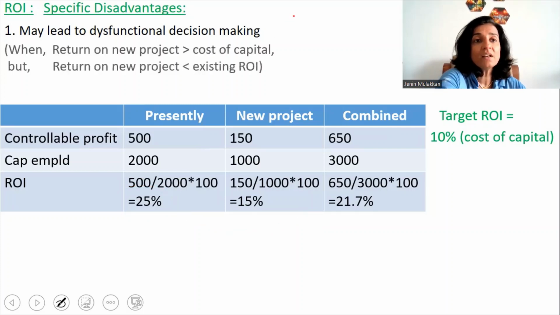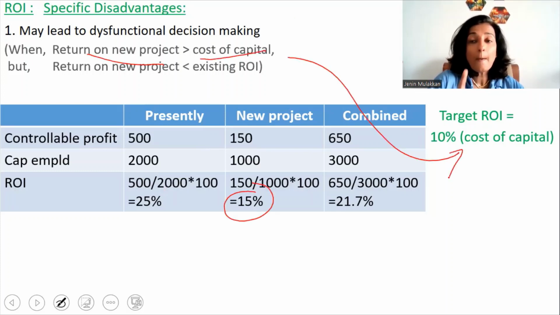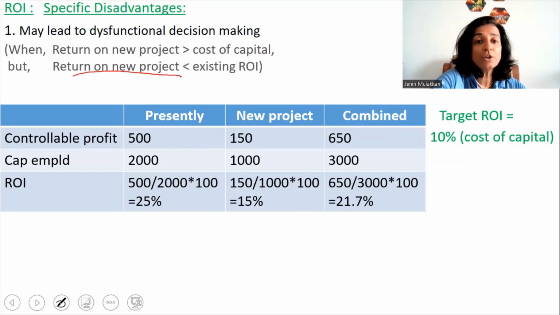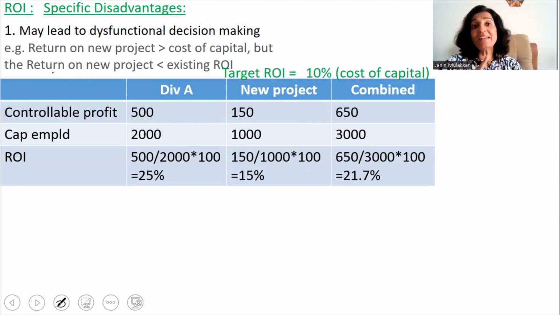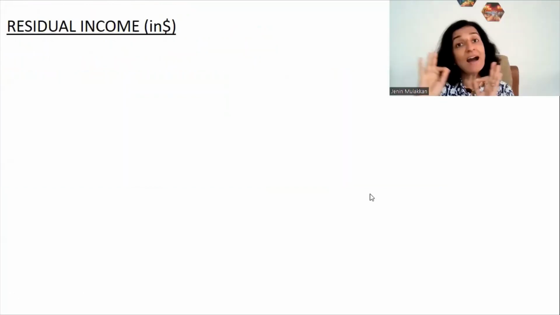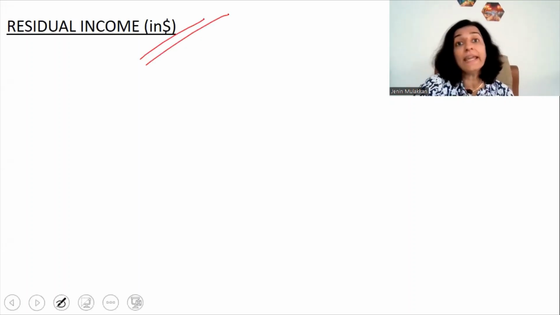That is, when the return on the new project is greater than the cost of capital, but the return on the new project is less than the existing ROI. So this is one of the main disadvantages of ROI. So because of this disadvantage, it is better to adopt the second method of evaluating a division, the residual income method. Unlike return on investment, which is calculated as a percentage, residual income is calculated in dollar.